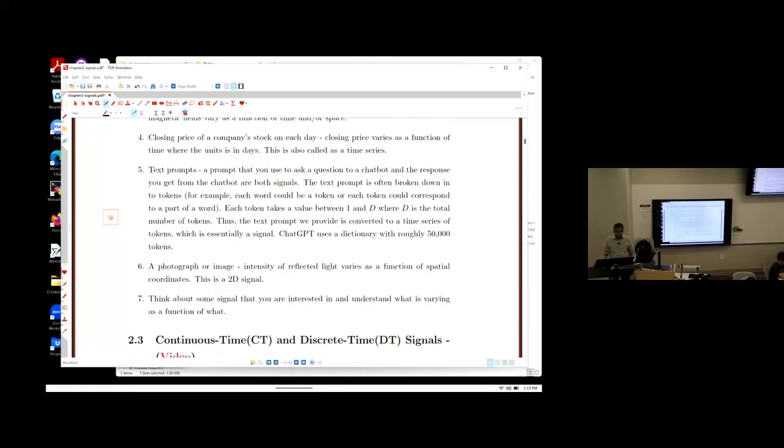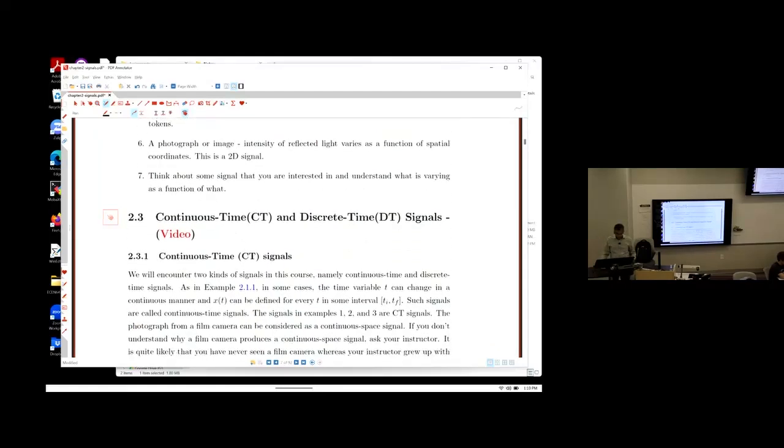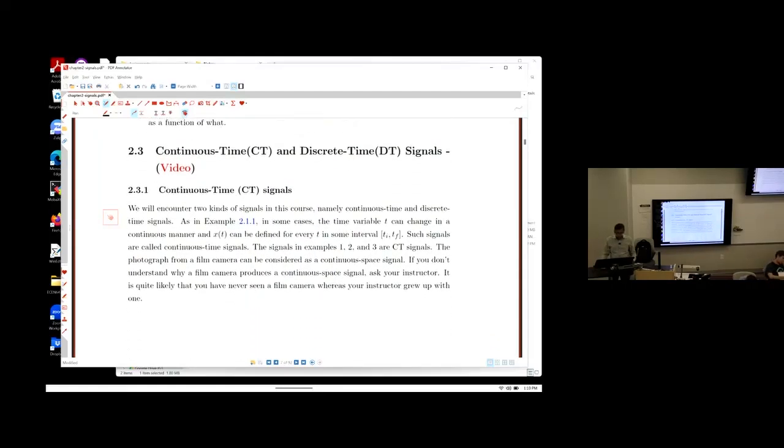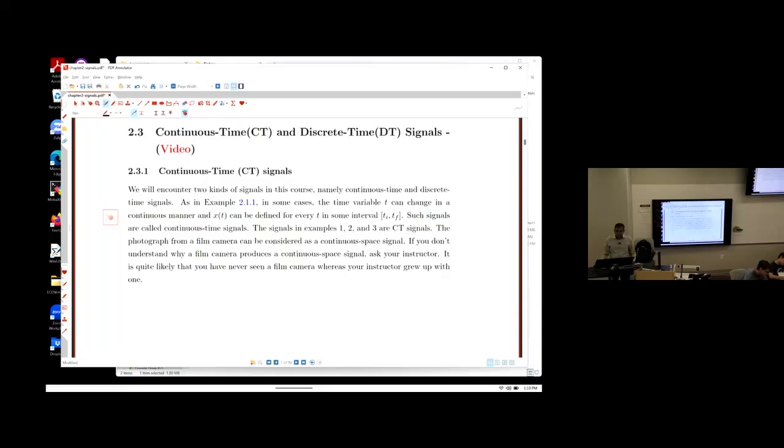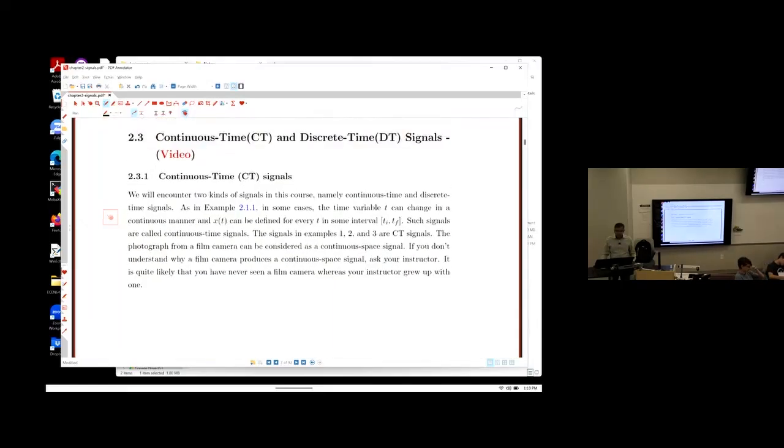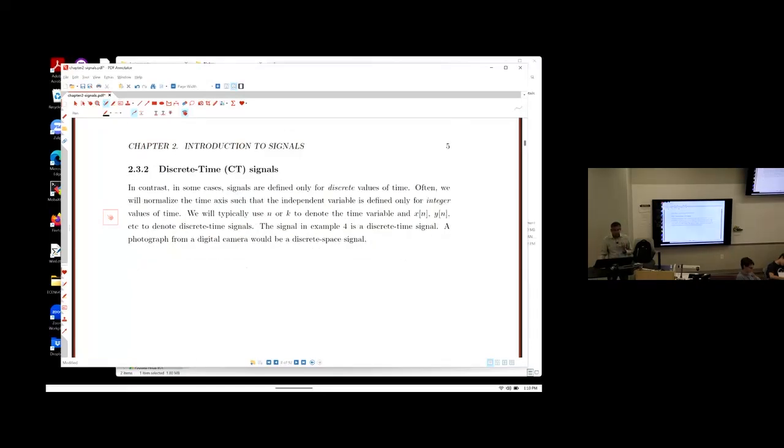We talked about photo or image being a two-dimensional signal. Right. So now we wanted to quickly talk about the difference between a continuous time signal and a discrete time signal. Like I mentioned, in a continuous time signal, t changes continuously. In a discrete time signal, the time takes only integer values.